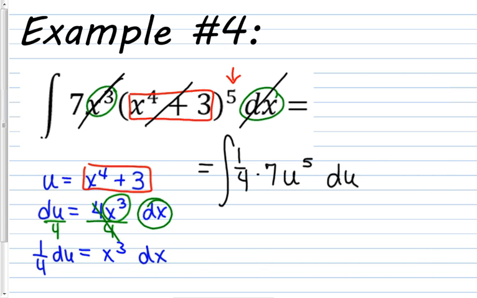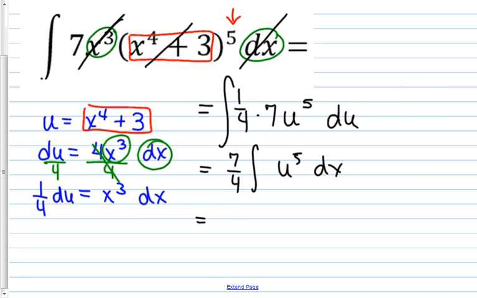Or you can pull out the 7 because it's just a number you're multiplying by. And while you're at it, you can pull out the 1/4 also. And that's what I'm going to do. I'm just going to go ahead and pull out both of these. So 7/4, right? 1/4 times 7. And then this is what I have to integrate.